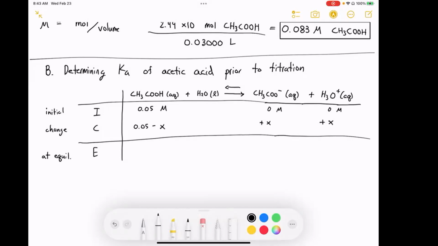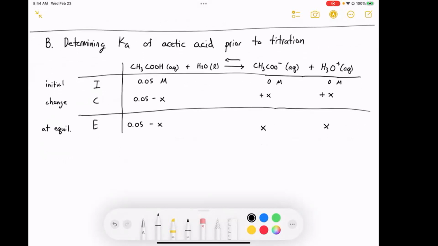Then our equilibrium concentration would be our original molarity, 0.05 molar minus x. And at equilibrium our conjugate base, acetate, will be x, and our H3O plus will be x as well. Okay. So how do we set up the Ka? Well, the Ka, remember, is the products over reactants. So for acetic acid, it'll be H3O plus multiplied by CH3COO minus, the conjugate base.